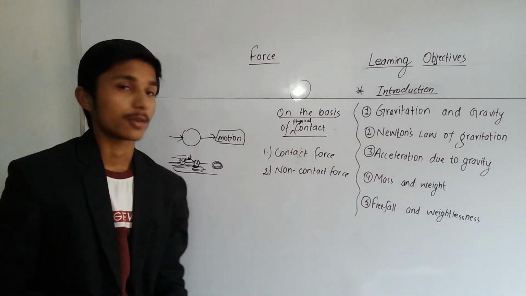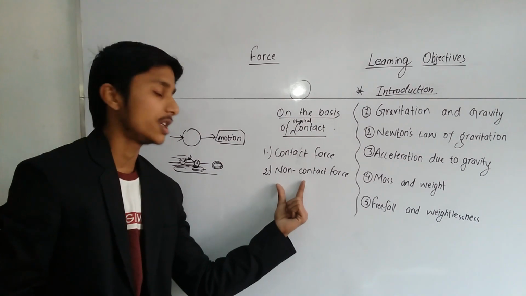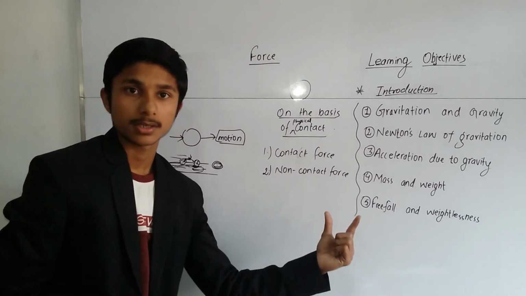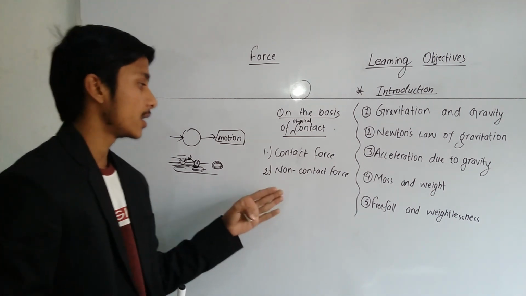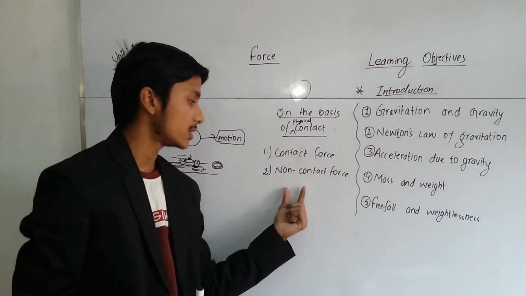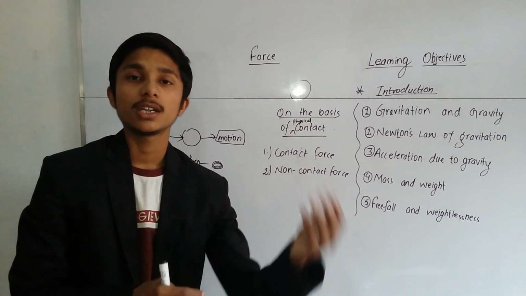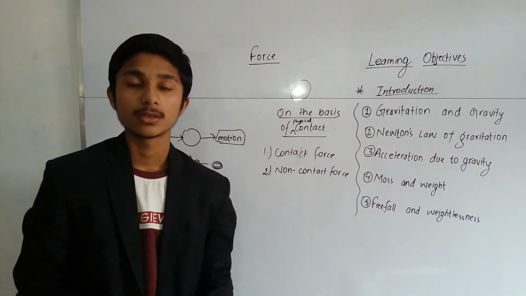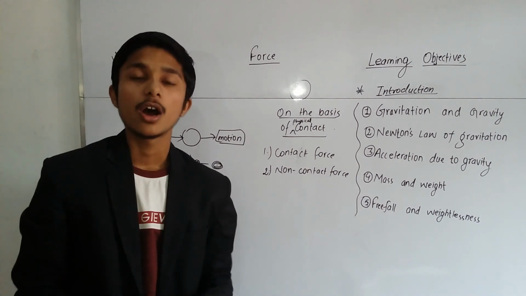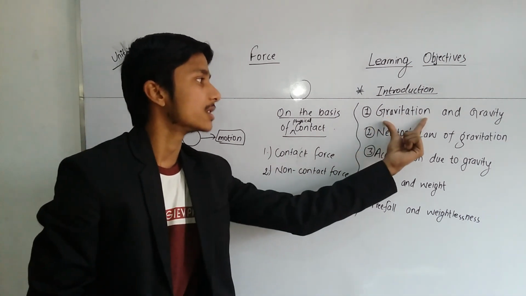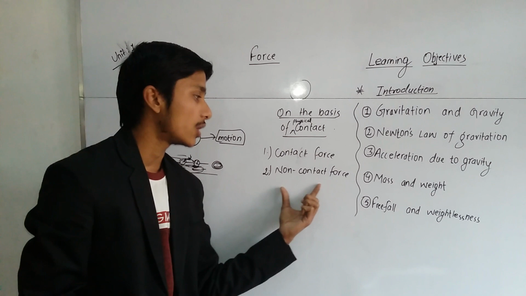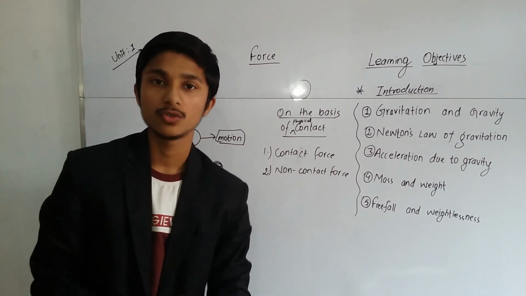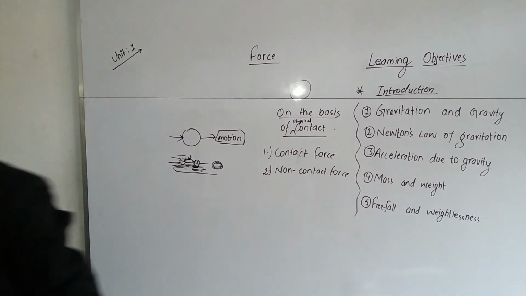Second, non-contact force. There is no interaction between two bodies or between objects. Here we consider examples: magnetic force and electric forces. Gravitation is also a non-contact force. I have two magnets, and I'm going to show you examples.